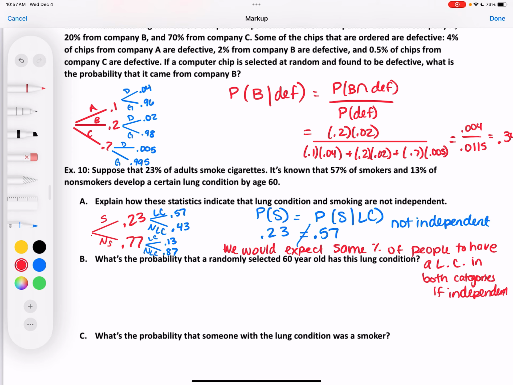So then what's the probability that a randomly selected 60-year-old has this lung condition? So lung condition, it doesn't specify if they're a smoker or non-smoker. So there's two ways that they can have this condition. They can either be a smoker or a non-smoker. So we'll have these numbers and we'll multiply them: 0.23 times 0.57 plus 0.77 times 0.13. And that's going to give you 0.2312.